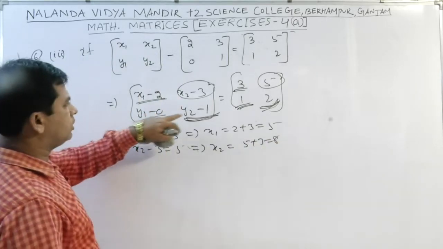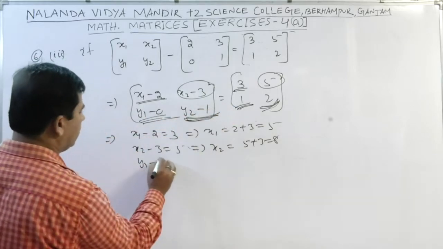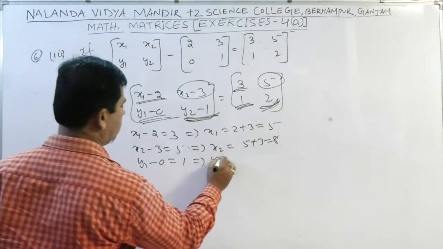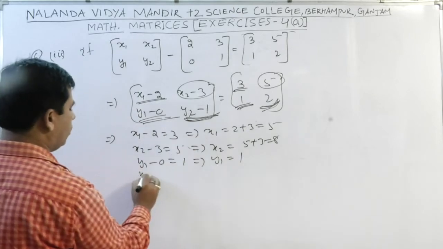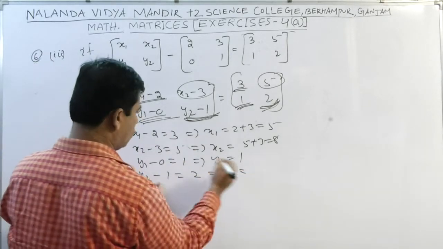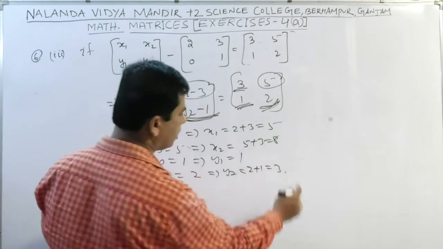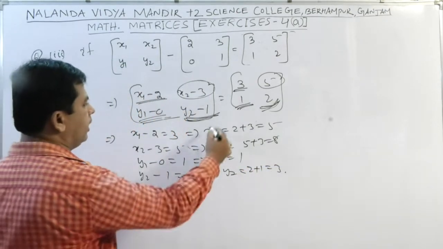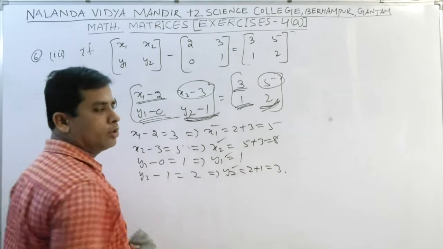Similarly, y1 minus 0 is equal to 1. This implies y1 is equal to 1. y2 minus 1 is equal to 2. This implies y2 is equal to 2 plus 1, that is equal to 3. In this way also find x1, y1, x2, y2. Okay.